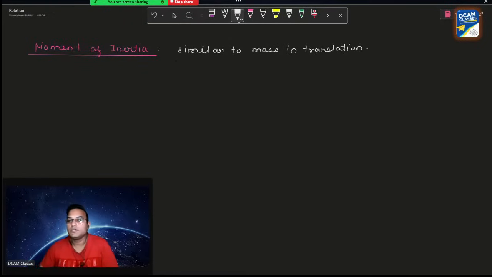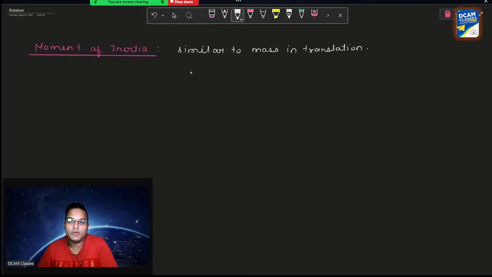How we use mass in translation motion or normal motion, like that we use inertia in rotation. Moment of inertia, actually the mass is also a part of inertia. Inertia is the tendency of a body to remain as it is. That's the inertia. When we take mass in translation, we take moment of inertia in rotation.